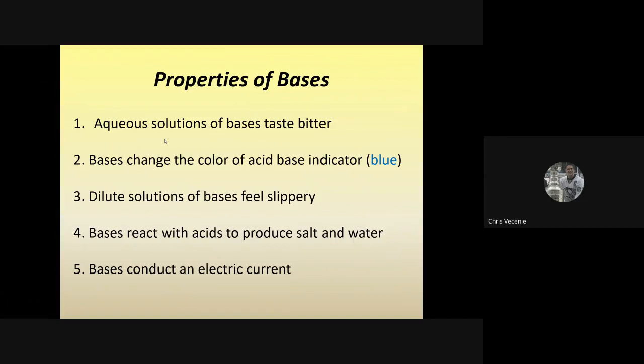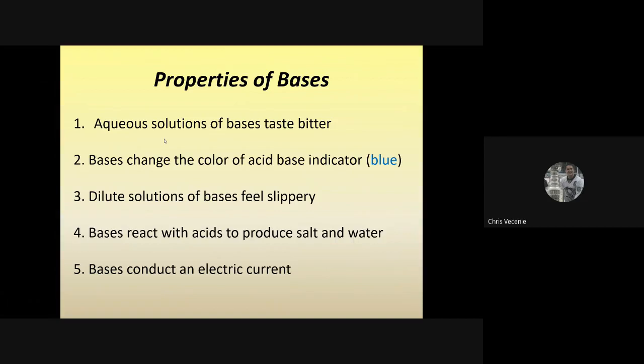A third characteristic of bases is they tend to feel slippery because they have a tendency to react with the oils in your skin. So if ever you're in my chem lab and your hands start feeling very oily or very slippery, you should stop and wash your hands because you probably have some base on your hands and it's breaking down the oils in your skin. 4 is the total reverse.